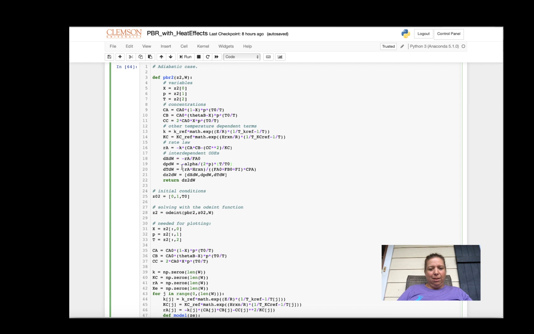So both have RA, both have FA naught. So in fact, I could take this denominator in the energy balance and I could convert this into FA naught times a sum of the heat capacities. And it would give me the identical values as I have here. So then really the TdW is equal to the XdW times negative heat of reaction divided by the sum of the heat capacities. So all of the heat capacities added up together.